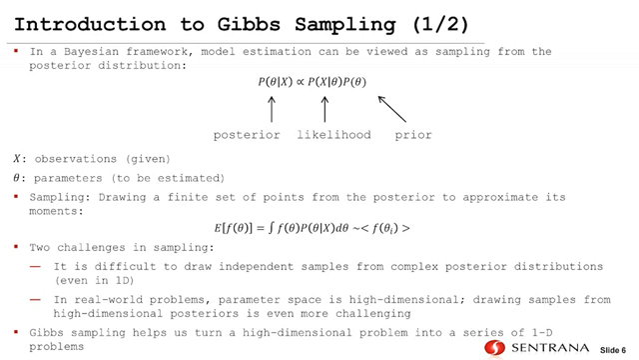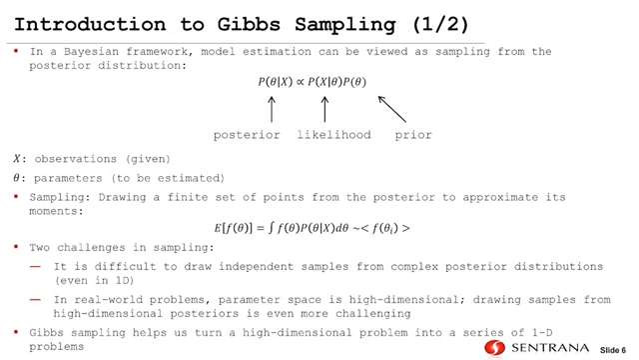So parameter estimation in HB modeling turns into a sampling problem. So, two challenges in sampling. First of all, it's very difficult to draw independent samples from complex posterior distributions, even in 1D. And what is even more complicated is that the real-world problem space is very high-dimensional. So drawing samples from a high-dimensional posterior is even more challenging.